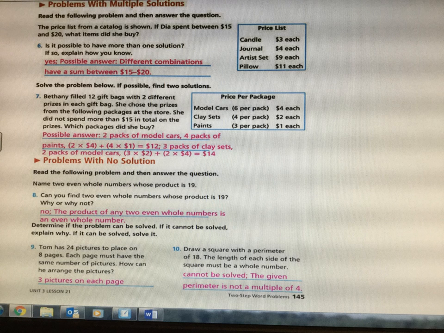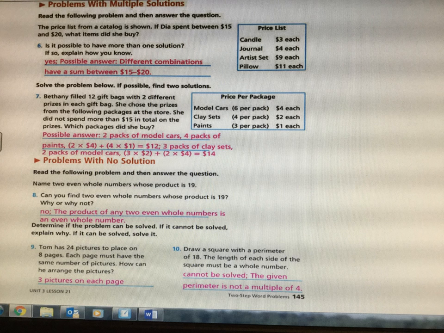And here we have a number of possible answers for 7. There's a couple of examples there. If you have a different one that works, that's okay. Number 9 says Tom has 24 pictures to place on 8 pages. Each page must have the same number of pictures. How can he arrange pictures? This one you can solve, 3 pictures on each page.